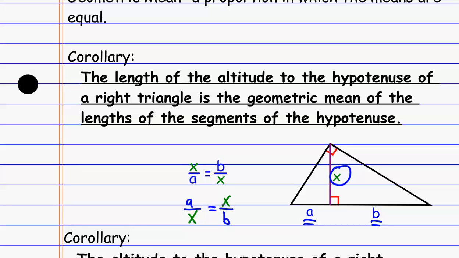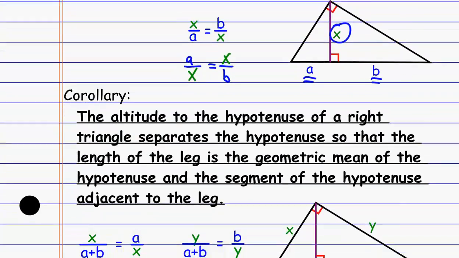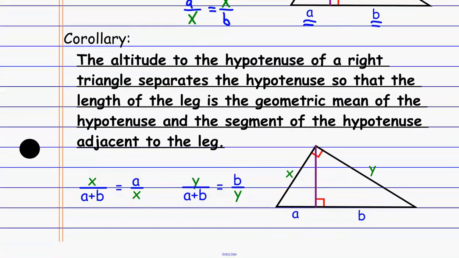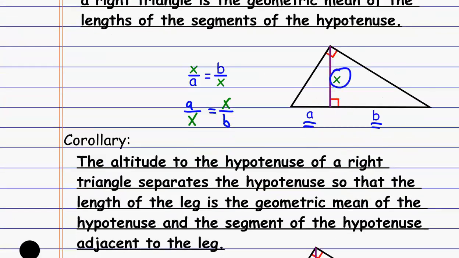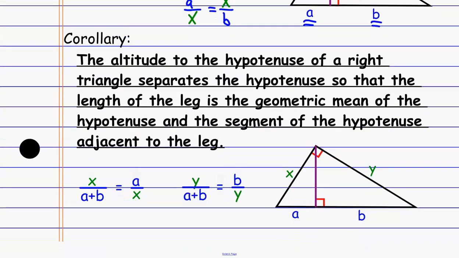We also have another one of these, and this one's a little bit tougher to wrap your brain around. I would highly recommend using this first corollary. This one is very, very useful, very, very simple. For this other one, there are some other ways we could get around having to do this, so just keep that in mind. It says the altitude to the hypotenuse of a right triangle separates the hypotenuse so that the length of the leg is the geometric mean of the hypotenuse and the segment of the hypotenuse adjacent to the leg. Okay, so there's a lot going on there, but basically what happens is this.